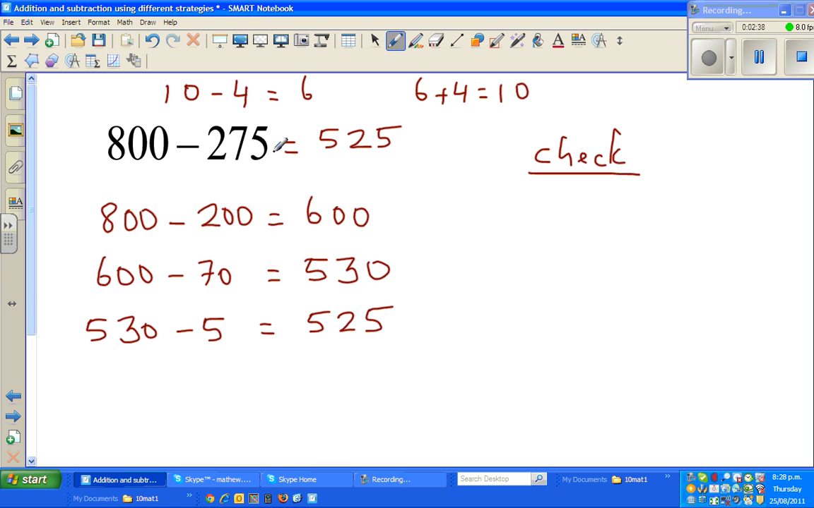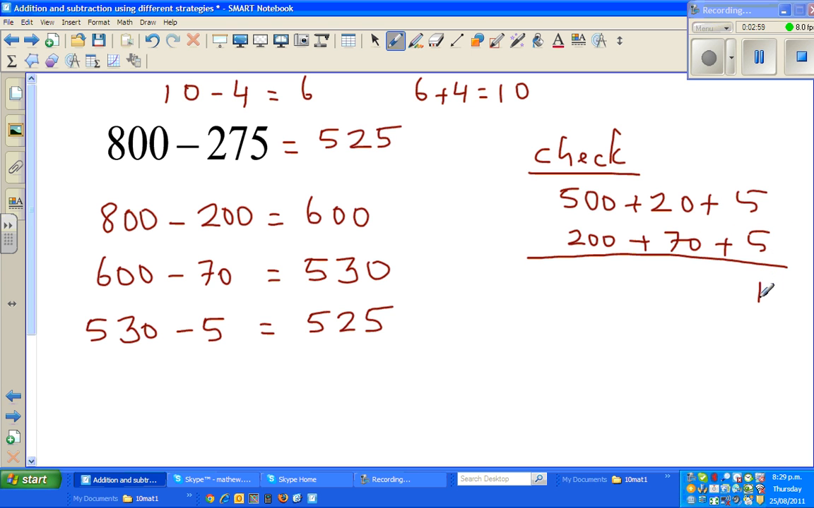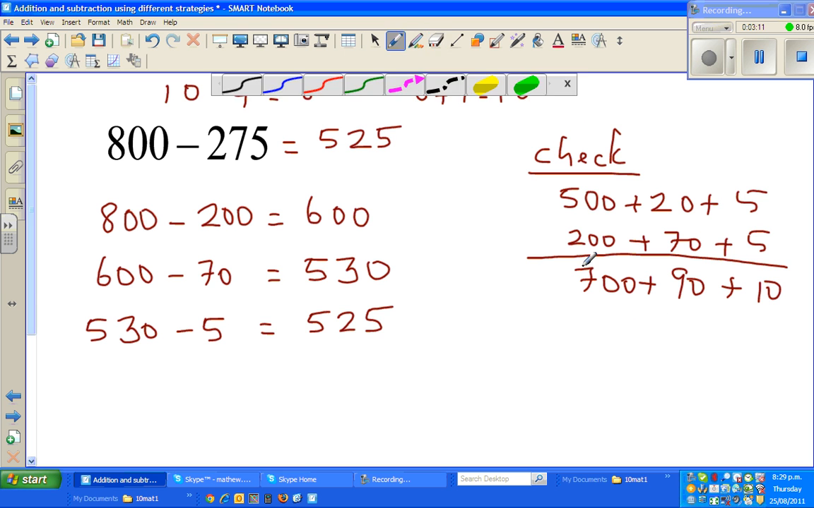So that's what I'm saying. If this is right, this plus this should be 800. So I'll check like this. This is 500, and 500 plus 200 plus 70 plus 5 should give me 800. So this is also an exercise of addition. This is 700, this is 770, and this is 775. This is pretty easy. So the answer is 800. You can give yourself a smiley face if you have done it without any help. So this is one smiley face.